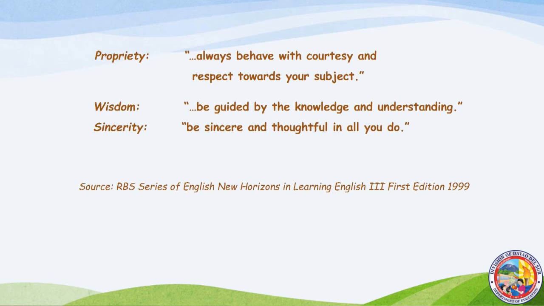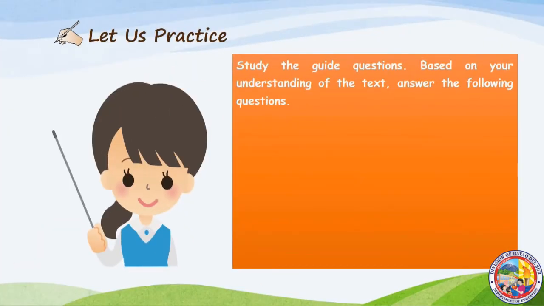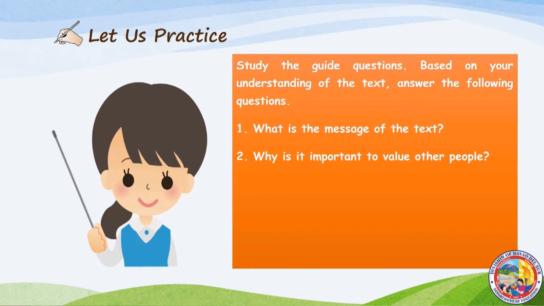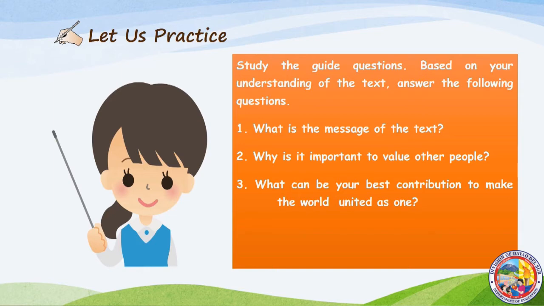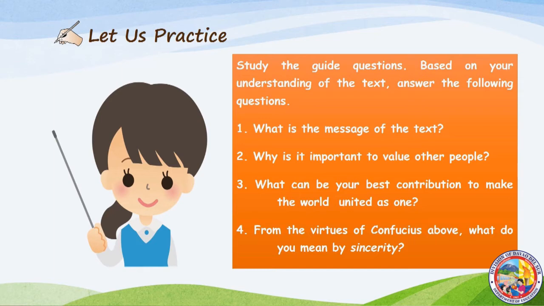Did you understand the text? Good. Let's continue. Now let us practice. Study the guide questions. Based on your understanding of the text, answer the following questions. Number 1. What is the message of the text? Number 2. Why is it important to value other people? Number 3. What can be your best contribution to make the world united as one? And number 4. From the virtues of Confucius above, what do you mean by sincerity?